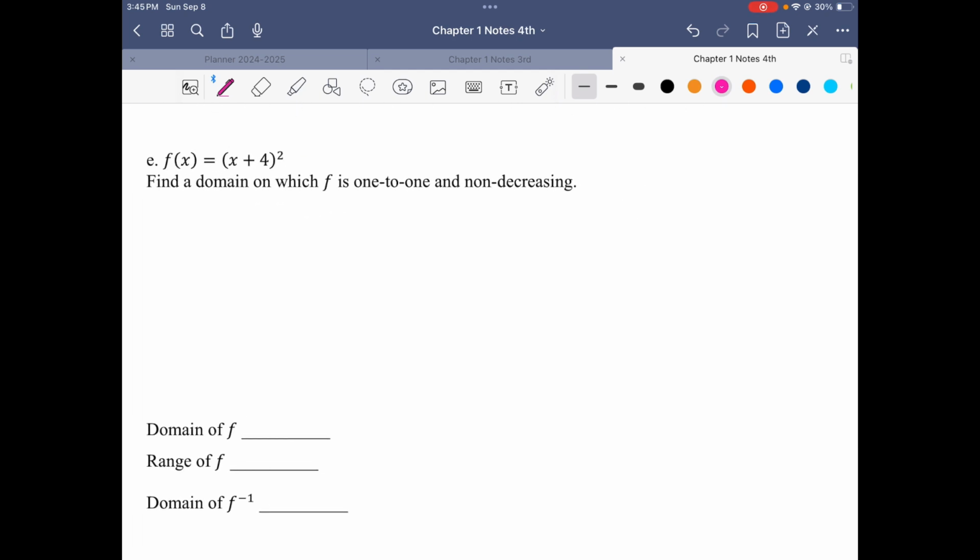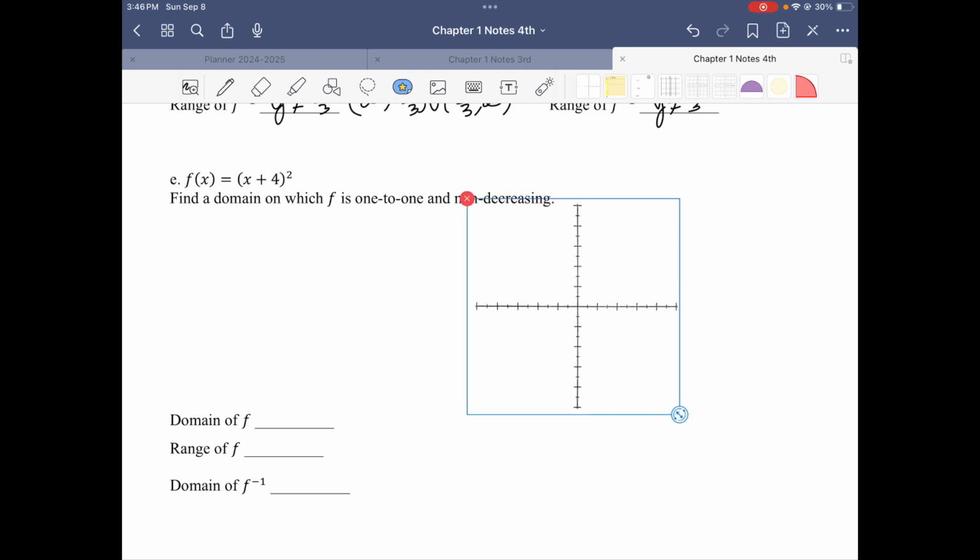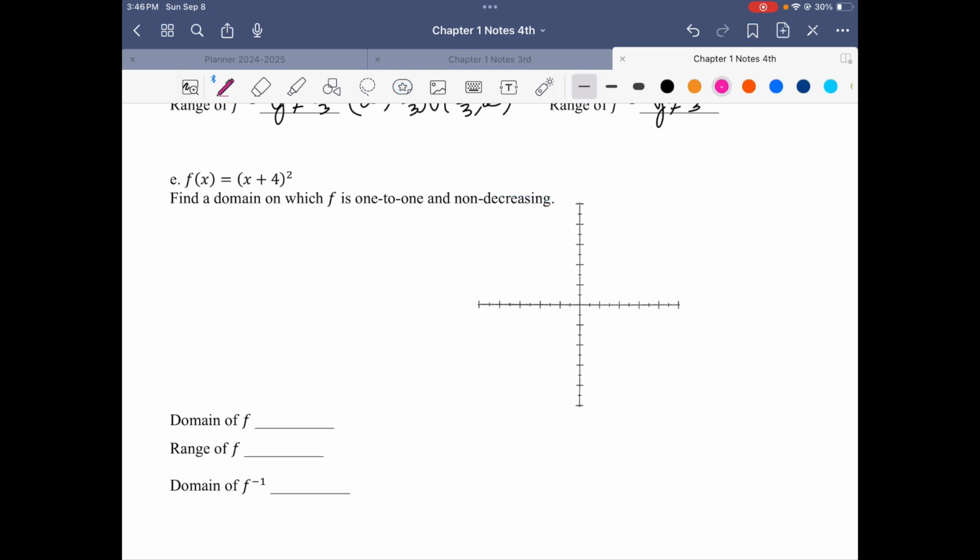Here's one more type of problem that you might see, and I think it's very helpful to have a graph here. So x plus 4 squared, remember, would move our parabola to the left 4. So the problem is that we need a domain that is 1 to 1, and this parabola is not 1 to 1 right now. So it's saying find a domain on which it is, but also it needs to be non-decreasing. Now remember, non-decreasing just means increasing. So it's specifically asking us for the part that's increasing.